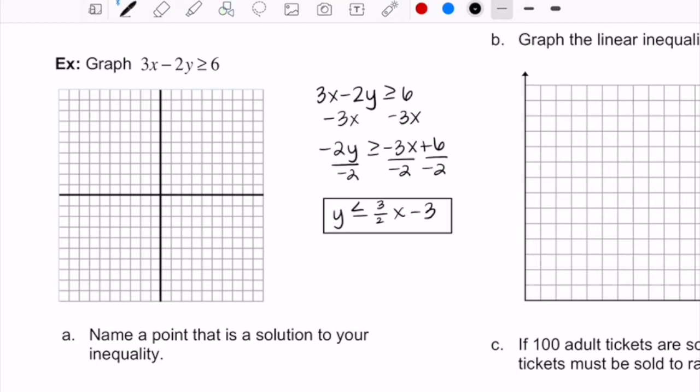I'll start by plotting the points that are on my graph. So here's my y-intercept, and I go up 3 over 2 and continue. I'll go back to my y-intercept and count the opposite direction.